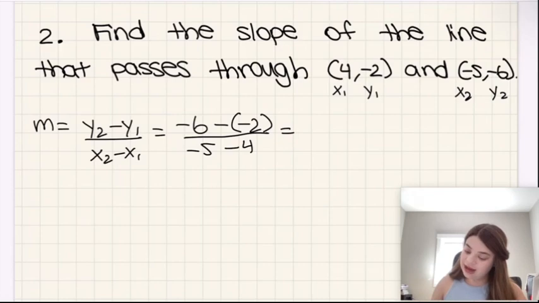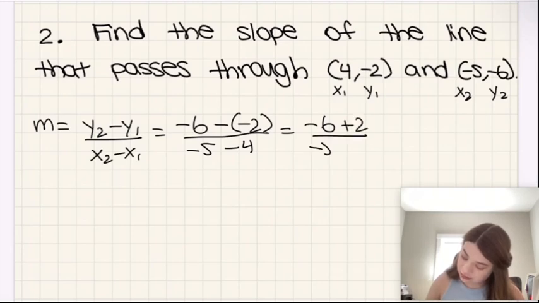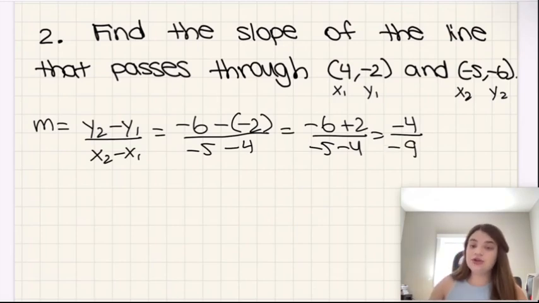Okay, so then we have negative 6 minus negative 2. That's really the same as negative 6 plus 2. Negative 6 plus 2 is negative 4. Negative 5 minus 4 is negative 9. And then the 2 negatives cancel out to make a positive. So therefore, the answer is 4 over 9. So 4 over 9 is the slope. And please don't be discouraged that we got a non-integer slope. Oftentimes, we will get a fraction as the answer for the slope. And so that's completely fine that that's what we got here.